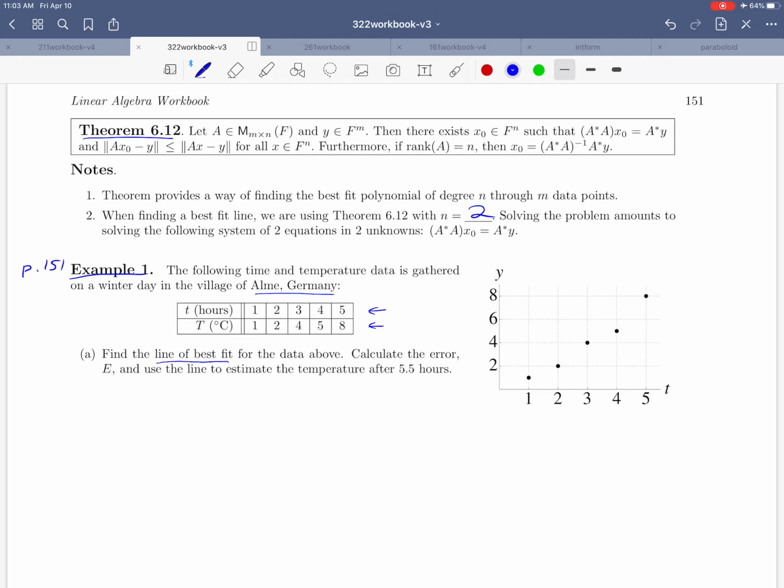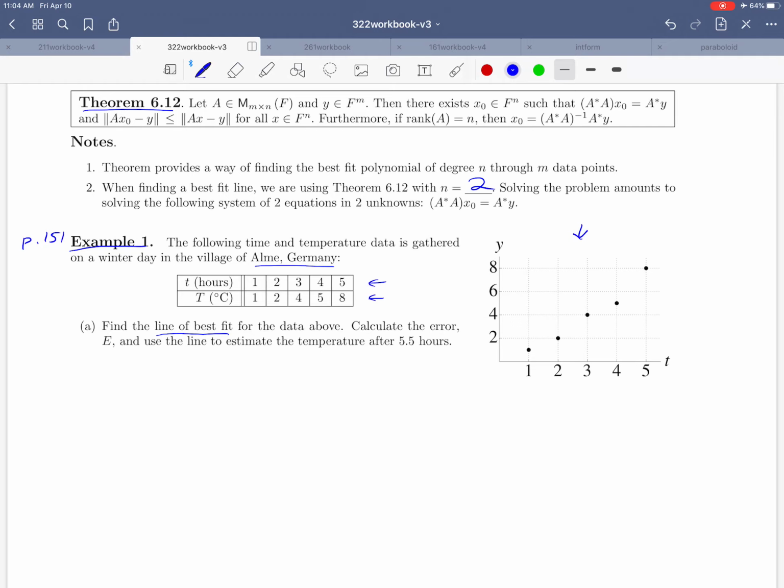We're going to approach this the same way that we did in the derivation that we went through for Theorem 6.12. If there were an exact solution to this problem, if there were a line that went through all of those data points, then the first data point, (1, 1), would have to lie on the line. Algebraically, that would be saying that 1 equals c times 1 plus d, and that would have to be true for all the rest of the data points.